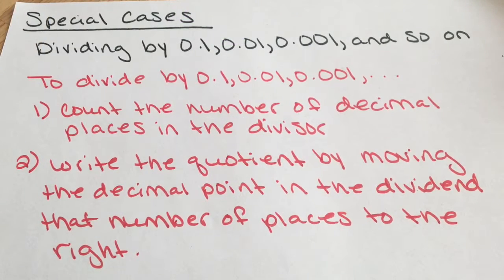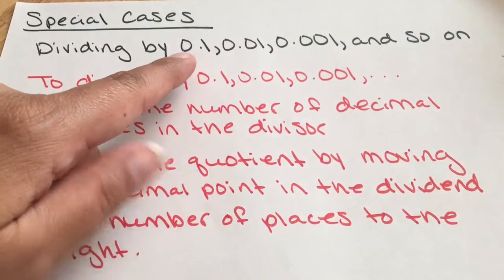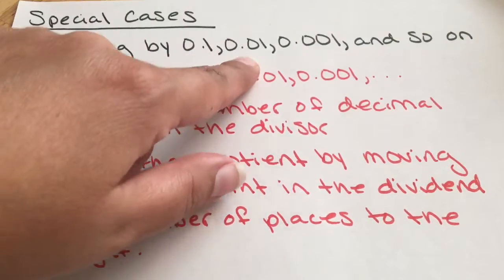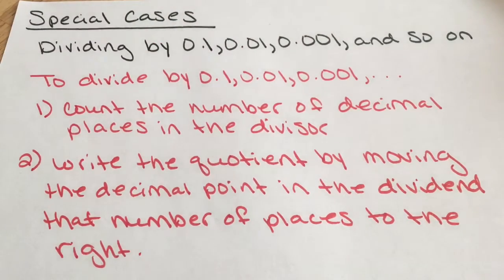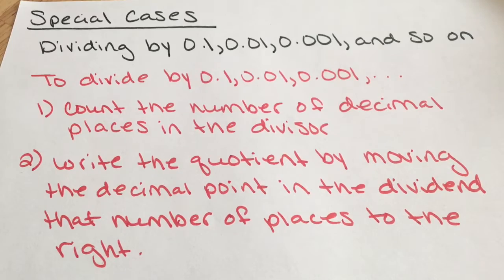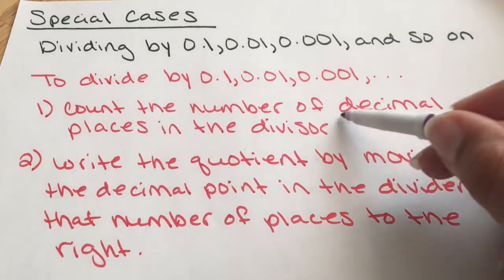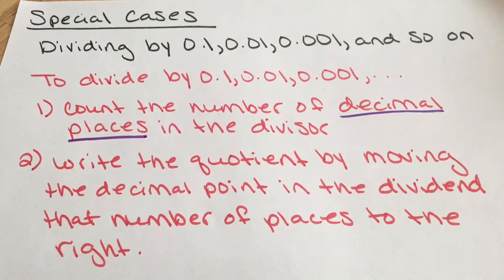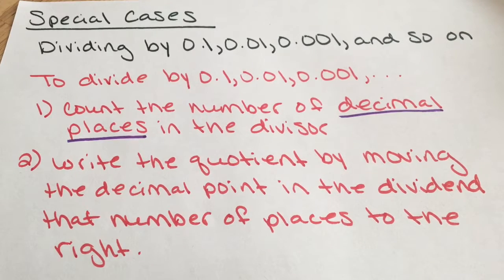And our last special case of dividing by decimals is dividing by small powers of 10, such as 1/10, 1/100th, 1/1000th, and so on. So to do this, we have, again, still 2 steps. Step 1 tells us to count the number of decimal places in the divisor. Notice this time it's decimal places. And step 2, write the quotient by moving the decimal point in the dividend that number of places to the right. So we're doing a very similar concept as when we were dividing with the larger numbers.